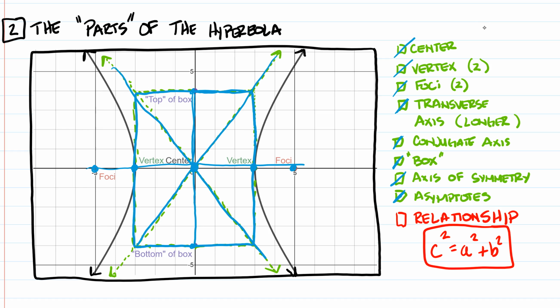And then there's this relationship, which I'm going to talk more about. In the ellipse, it was c squared equals a squared minus b squared. In the hyperbola, it's going to be c squared equals a squared plus b squared. So keep this in mind, and I'm going to talk to you about what the a, the b, and the c are in the next one. But these are all the words that we're going to be using to talk about the hyperbola here.